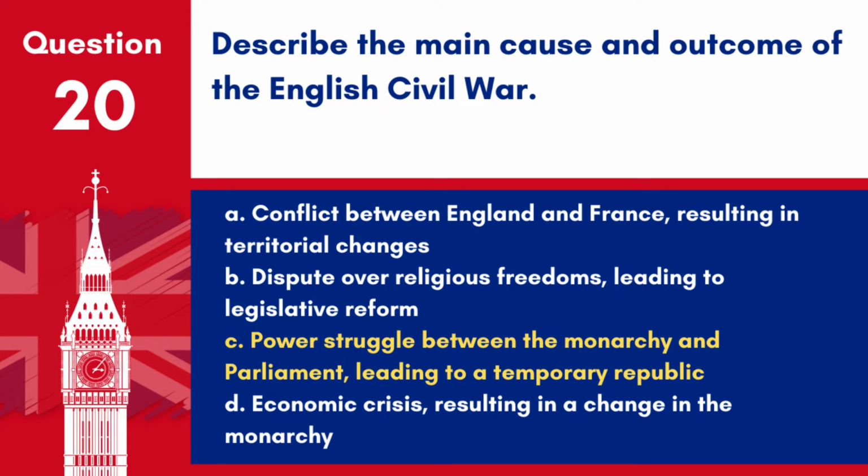Answer C. Power struggle between the monarchy and Parliament, leading to a temporary republic. The main cause of the English Civil War was a power struggle between the monarchy and Parliament, leading to a period where England became a temporary republic.